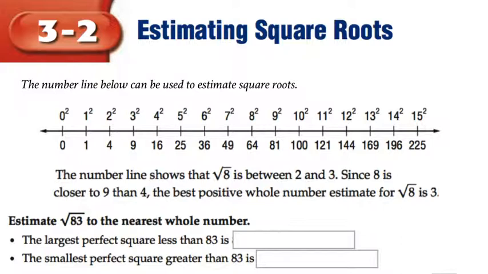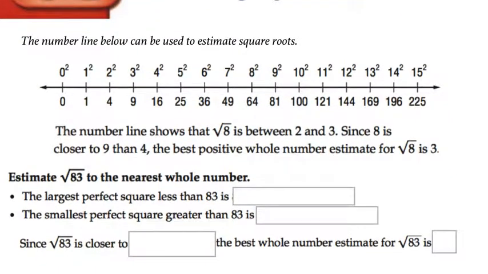Well, welcome back. In today's lesson, we are going to talk about estimating square roots using a number line. What we have in this slide is a number line that has the whole numbers from 0 all the way up to 15, and the value of that number squared can be found on the bottom row. So 0 squared is 0, 1 squared is 1, 10 squared is 100. So the bottom row has all of the perfect square numbers.